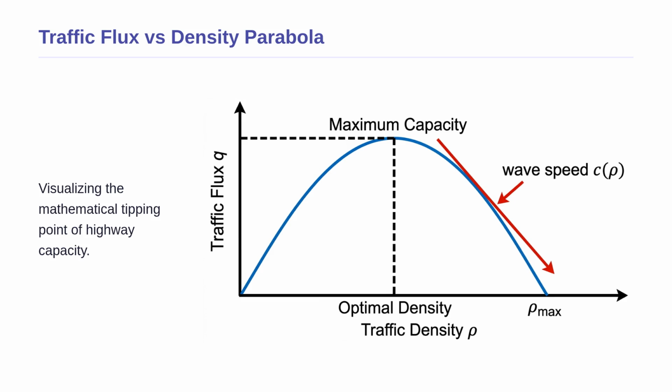This diagram perfectly visualizes the parabola we just derived. On the horizontal axis, we have traffic density, and on the vertical axis, traffic flux. You can clearly see how adding more cars to a busy highway actually makes the situation worse. Once the density passes the peak of the parabola, the optimum density, the total flow drops dramatically. This happens because the decrease in vehicle speed outweighs the increase in the number of vehicles. This peak is the mathematical tipping point where smooth traffic collapses into stop-and-go congestion. The slope of the tangent line shown here represents the speed of the traffic waves.